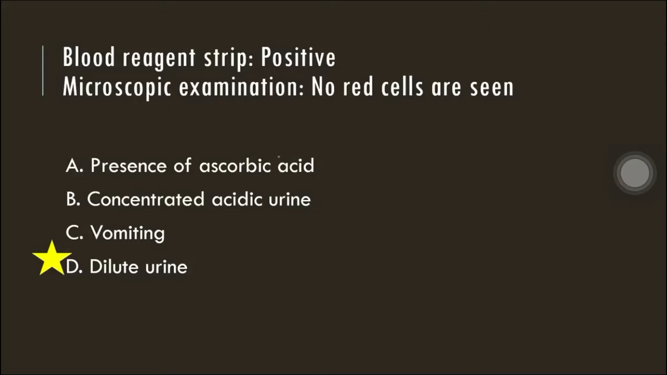Itong letter A, hindi to pwede yung sagot, ascorbic acid, kasi dapat magne-negative ang blood reagent strip. Magne-negative since si blood reagent strip kasama sa BB lang. How about for letter B, concentrated acidic urine? To try to remember, RBCs or sediments are well preserved in acidic urine. So ito naman, hindi naman siya mag-fit dito. For vomiting naman, hindi naman siya related dyan. Okay, with blood.